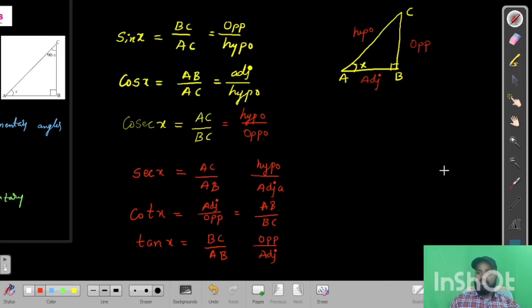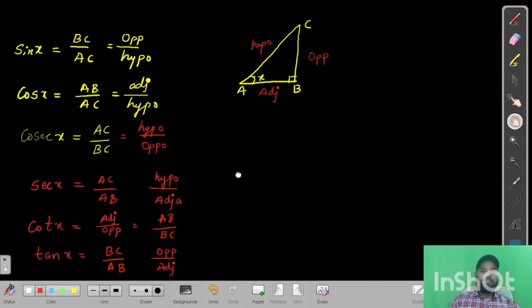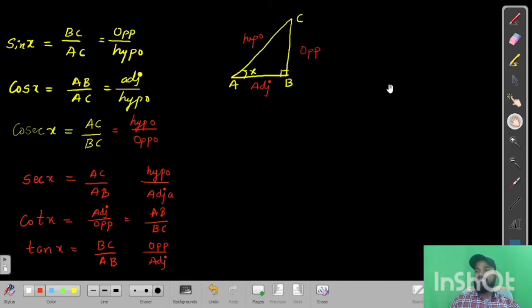Now don't confuse here. It is very simple. Now we have to find, here angle A is given, right? Angle A equals x degrees. So now what is angle C? How to find angle C is already given. Angle B is a right angle. That means it is 90 degrees.